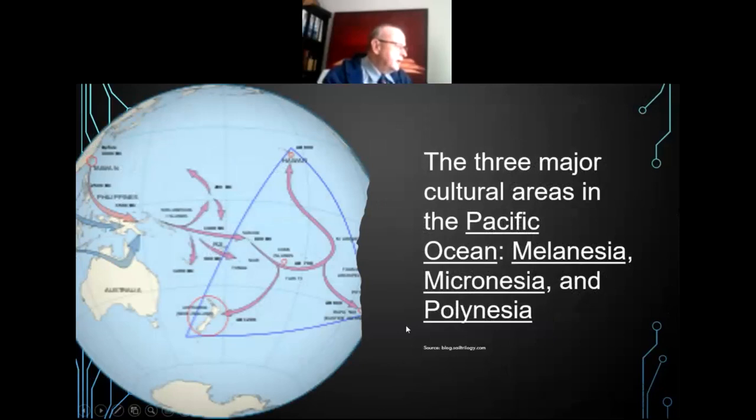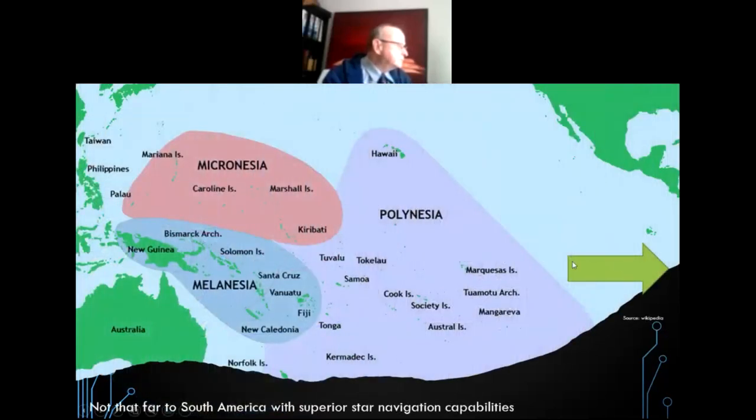Another is migration from three major cultural areas of the Pacific Ocean: Melanesia, Micronesia, and Polynesia. From these three areas, there was a migration across to South America. All these series of islands that make up each of these geographical areas, they came across the Pacific Ocean to South America.